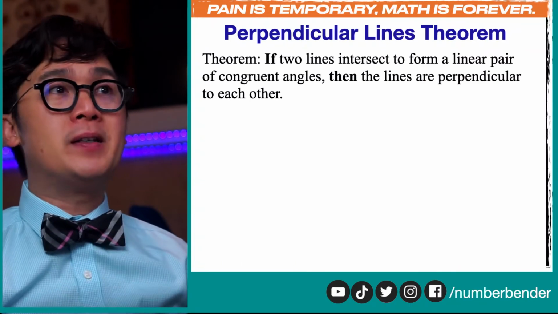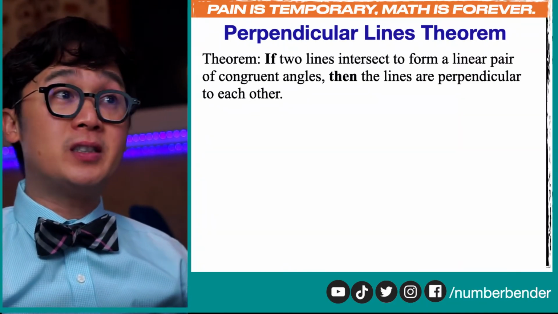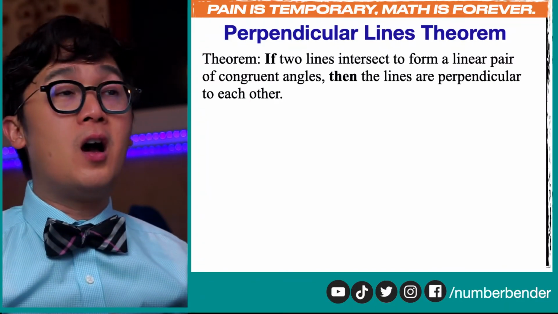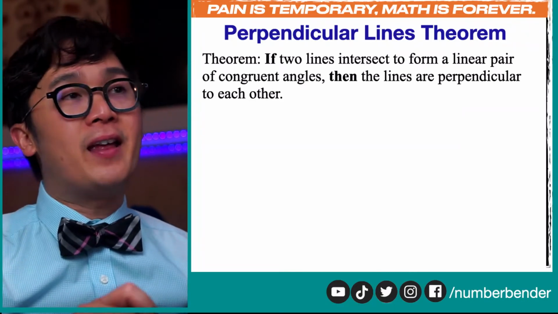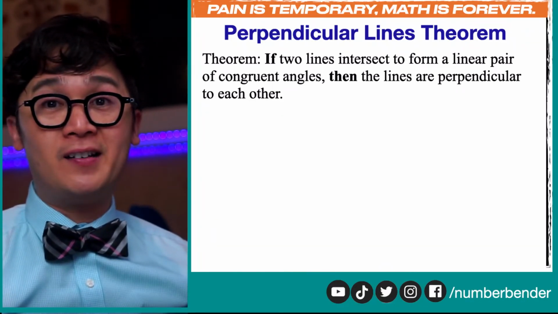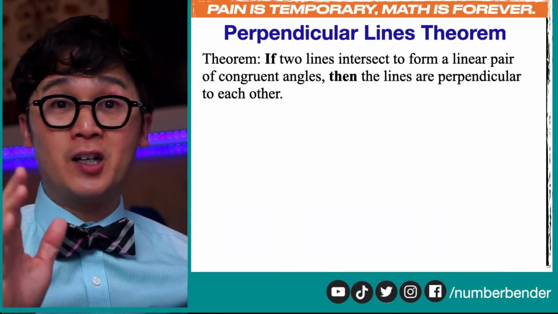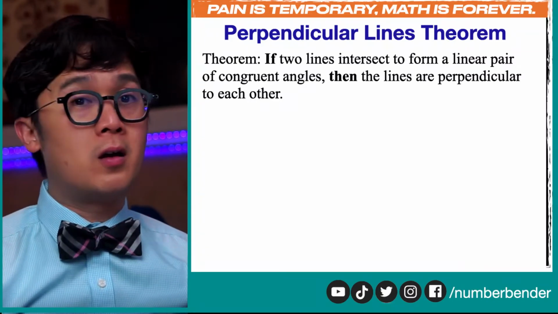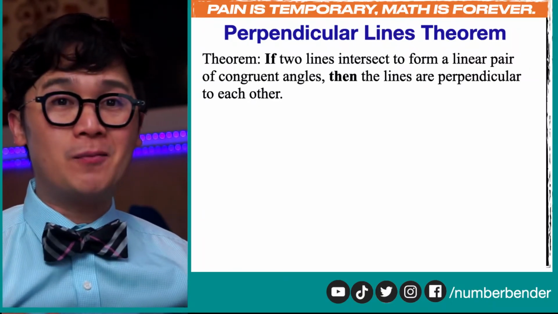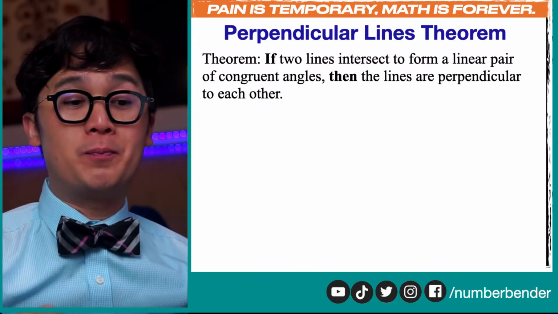And the second perpendicular lines theorem that we're going to be using is that if two lines intersect to form a linear pair of congruent angles, then the lines are perpendicular to each other. And what we're seeing here are words like linear pair and congruent angles. A linear pair is equal to 180 degrees, and congruent angles have the same measurement. And when this happens, the lines are perpendicular.